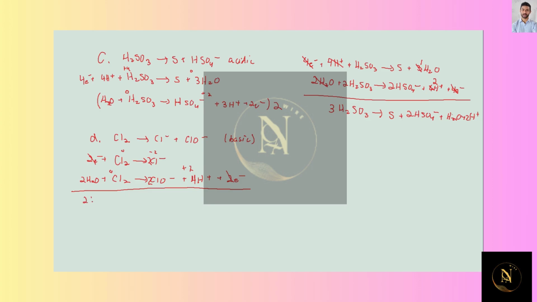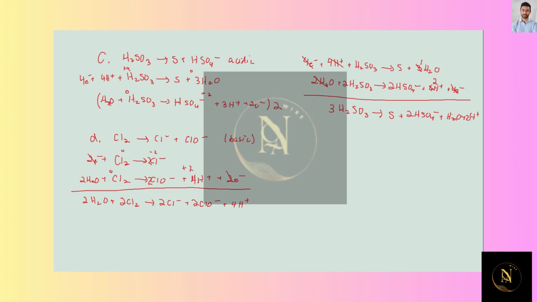So now I have 2 waters plus 2 Cl2s yields 2 Cl minus plus 2 ClO minus plus 4 H pluses.